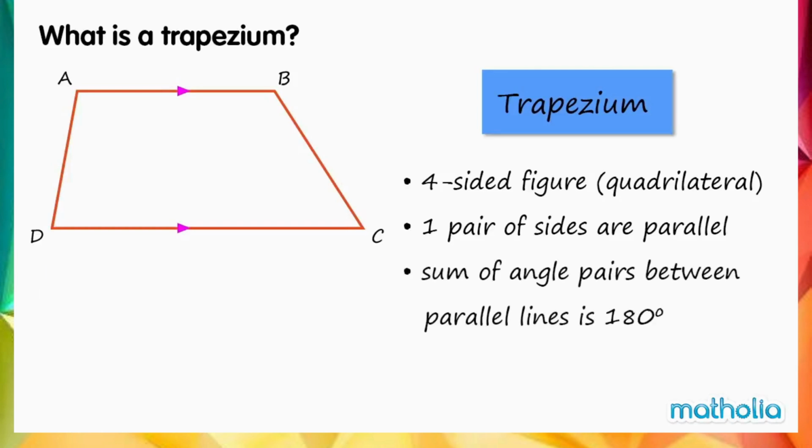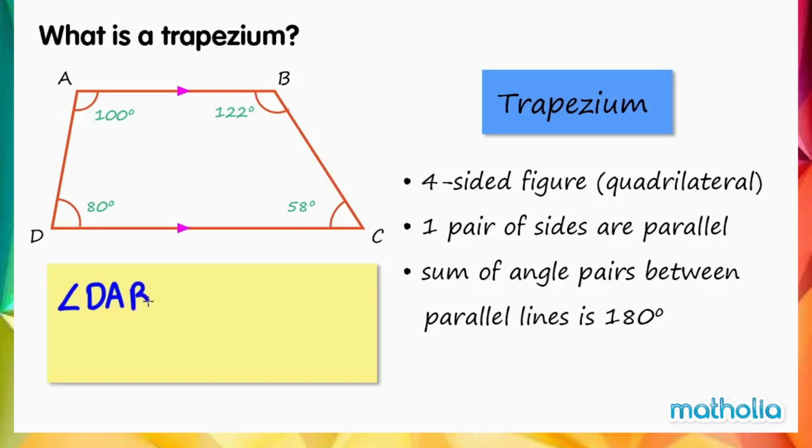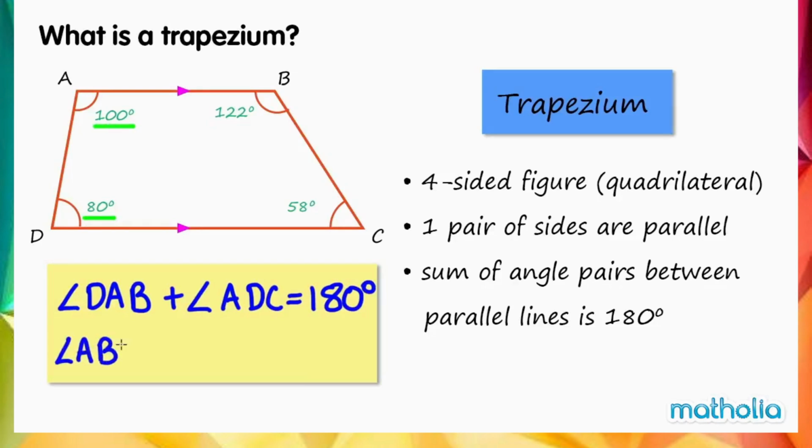The sum of angle pairs between parallel lines is 180 degrees. In this trapezium, the sum of angles DAB and ADC is 180 degrees. Similarly, the sum of angles ABC and BCD is also 180 degrees.